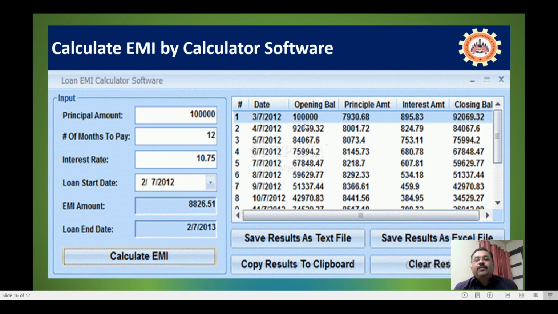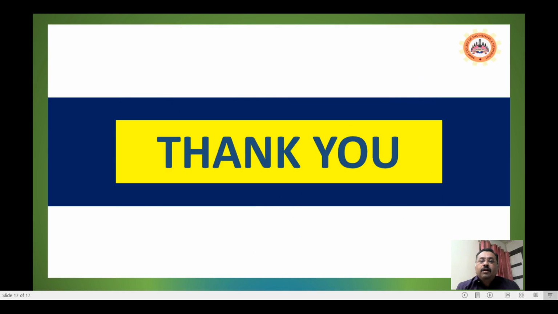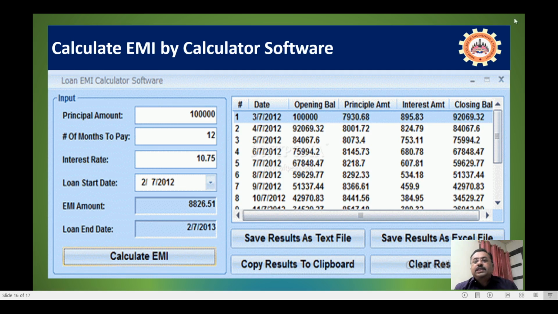The opening balance will be 1 lakh rupees and the principal amount will be 7,930 rupees 68 paise. The interest amount will be 895.83, that is 895 rupees 83 paise that he will be paying. So if you add up the principal amount and the interest amount, that comes to 8,826.51. That is the EMI that he has to pay.